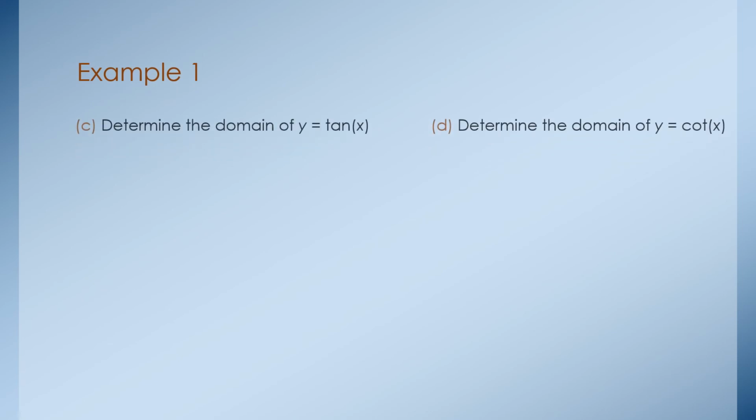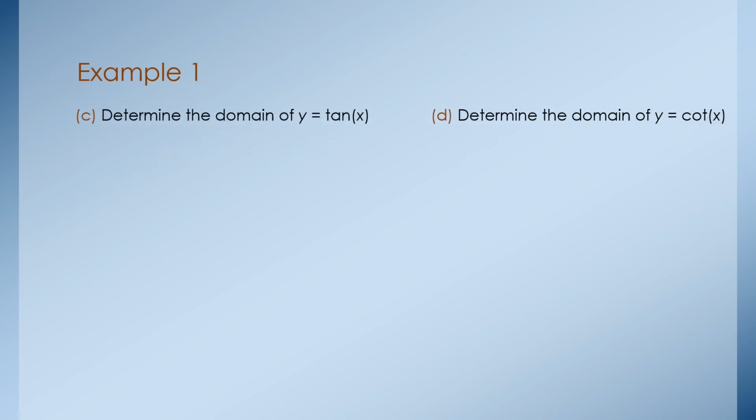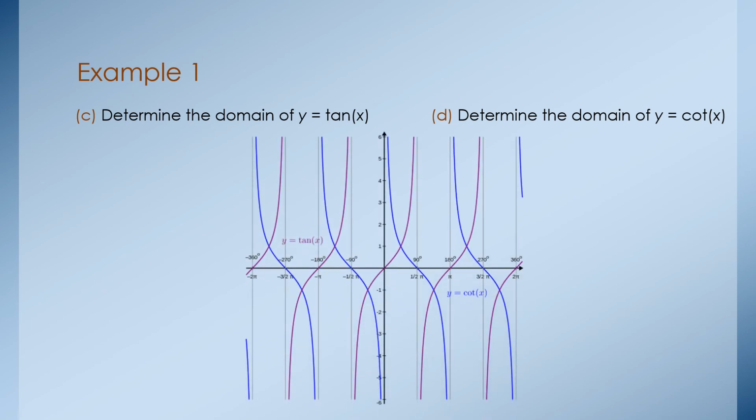All right, and 2 more examples for us. Part C says determine the domain of the tangent function, and D says determine the domain of the cotangent function. And there's our picture with both of them on there. I'm going to focus with the tangent function, which is in purple. And what we know from the last slide is that the restrictions on the domain occur at the vertical asymptotes.